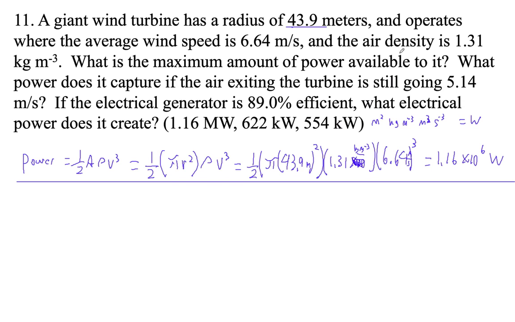Now the question is, what power does it capture if the air exiting the turbine is still going 5.14? So it's just going to slow the air down a little bit, which is really what happens with a wind turbine. So now the power is going to be 1/2 A rho V input to the third, minus 1/2, the same area, the same density, we'll assume, V output to the third.